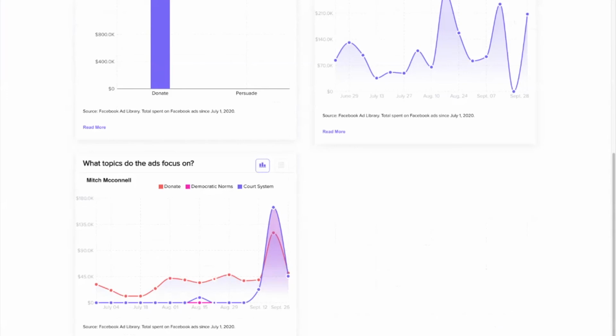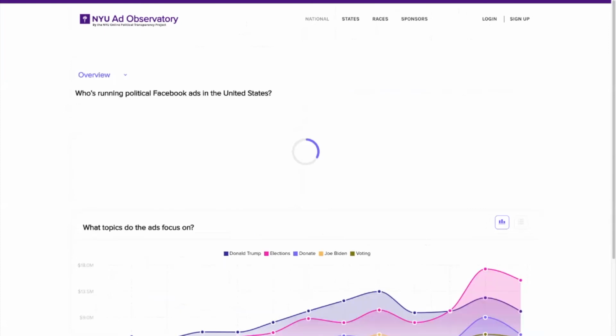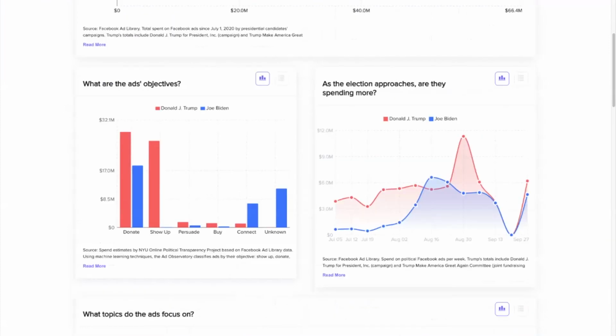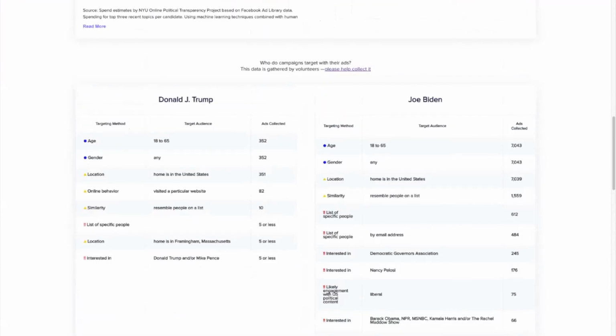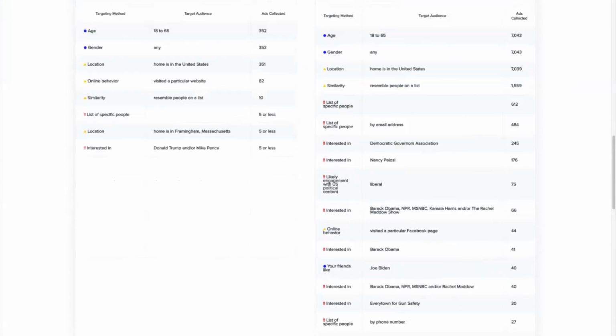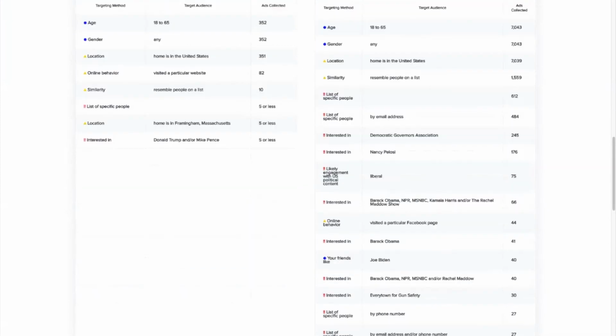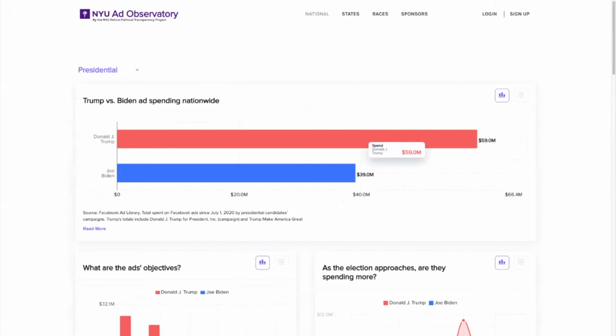So now I'm sure you remember back when we looked at that national presidential race, that we had some really interesting targeting data on how Donald Trump and Joe Biden were targeting their ads. We have a lot more of this information for Joe Biden, but that's okay. But you might also remember that I mentioned that Facebook doesn't share this information. So where do we get it?